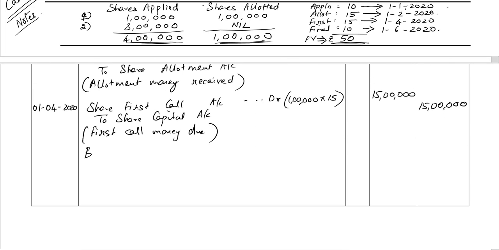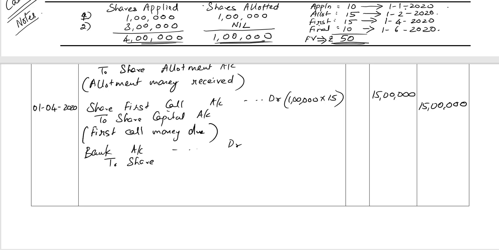The next entry, bank account debit to share first call account for the first call money received. The amount received is the amount due, which is 15 lakh rupees.